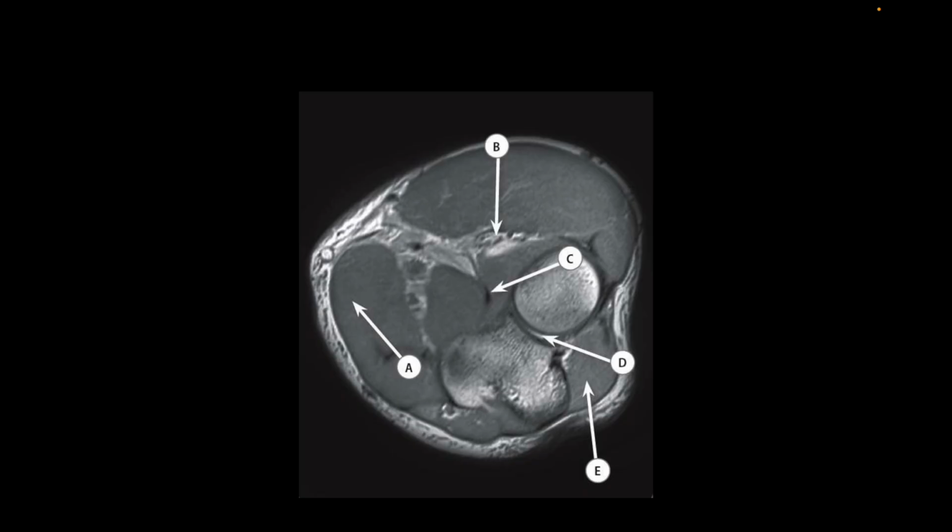Let's go through some MRI now. The main thing to do here is orientate yourself. The radial head is round, and so this would be the radius, this would be the ulna. And so D would be the proximal radio-ulnar joint. Remember, there's a distal radio-ulnar joint at the wrist as well. A would be one of your flexors, because this is at the medial forearm.